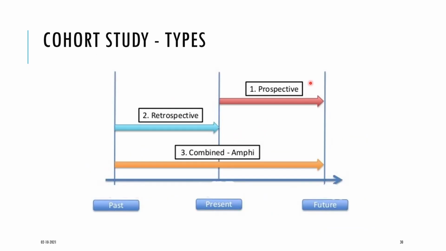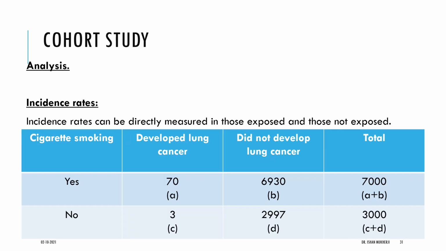Cohort studies can be of three types: prospective, retrospective, and amphispective. Mostly cohort studies are the conventional ones, prospective, where at the present we start and we go into the future and observe. Next, in retrospective, now coming to the same example of smoking and lung cancer, let's say we've got a total population of 10,000 over here. Now say out of that we've got 7,000 smokers. Out of the 7,000 smokers, we follow them up and see that 70 of them have developed lung cancer.